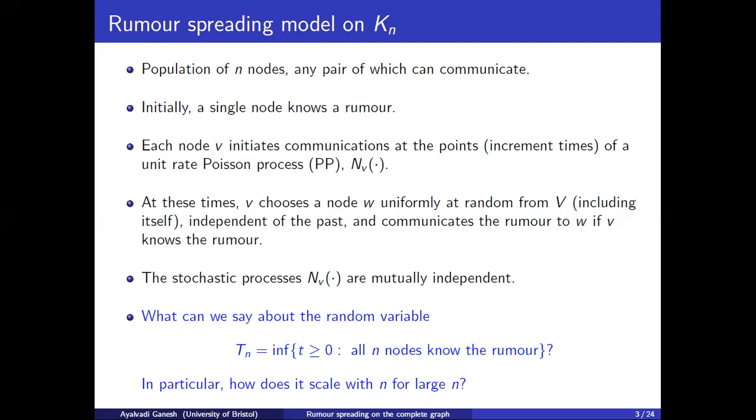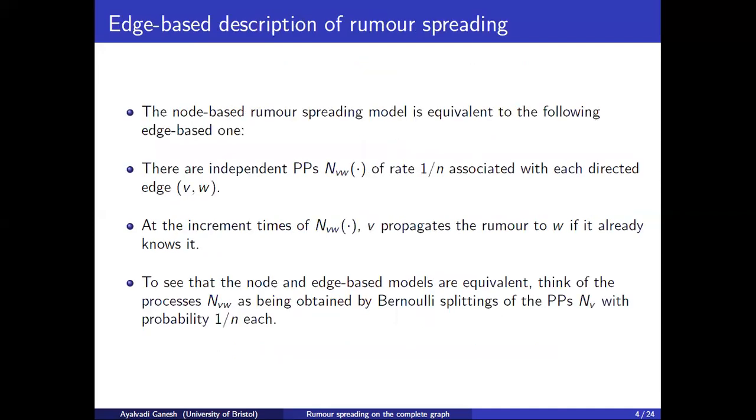Okay, so I'll pause again. If you like, go over this once more, make absolutely sure you understand the model fully. This is a complete description of how the rumor spreads. And given this description, it should be possible to answer this question about characterizing the random variable t sub n, the time for n nodes to learn the rumor. Okay, and that's what we are going to turn our attention to now.